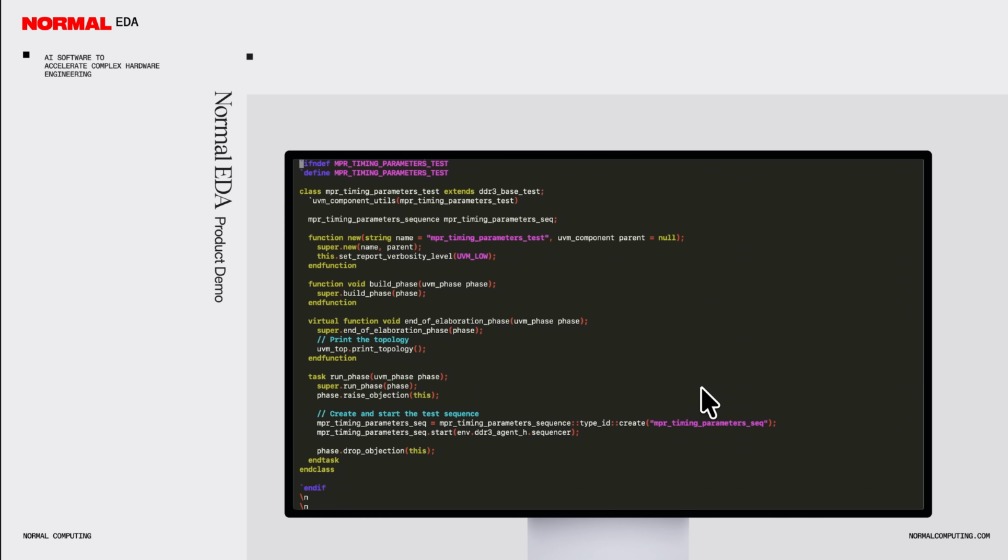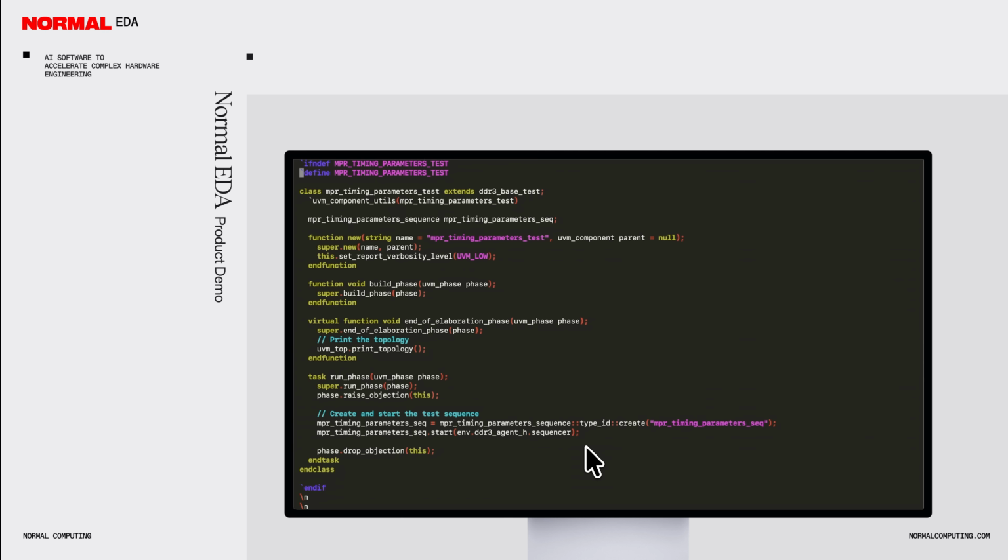You can see an example of the stimulus generated here. The generated stimulus adheres to your project's style hints and existing library imports to ensure the generated code is immediately executable. If you're starting a project from scratch, you can also use Normal CLI to generate a reference model.